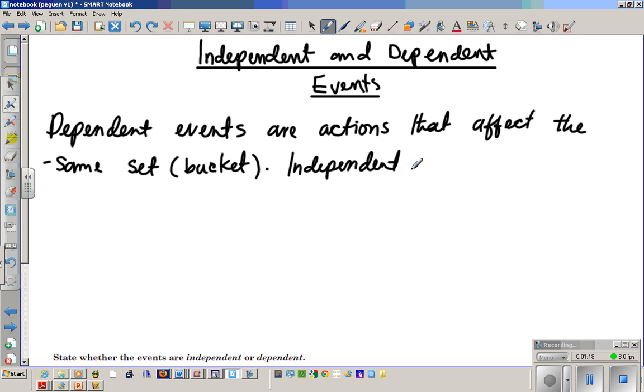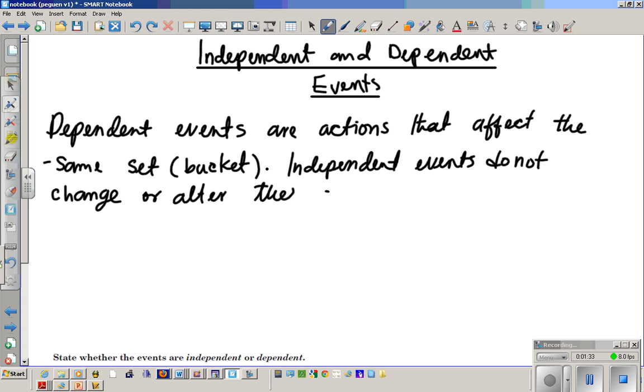Whereas independent events do not change or alter the set or bucket. Okay.